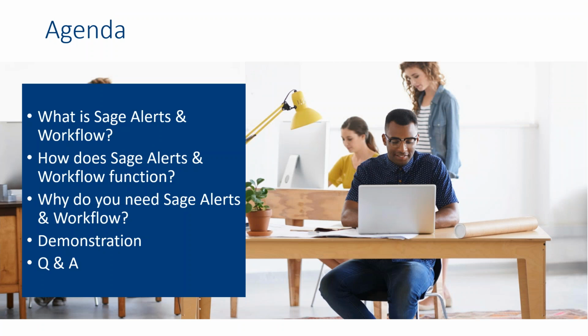So today we're looking at what is Sage Alerts and Workflow, also known as Knowledge Sync. How does Alerts and Workflow function? And why do you actually need Alerts and Workflow? We'll start with what is Sage Alerts and Workflow. Essentially, it is a corporate smoke detector. It monitors your system for any and all conditions you're looking for. It can monitor multiple different databases at the same time. This means it can monitor your CRM, your ticket software, your ERP software, and any other database you're looking at.